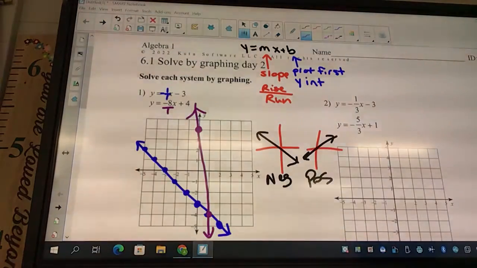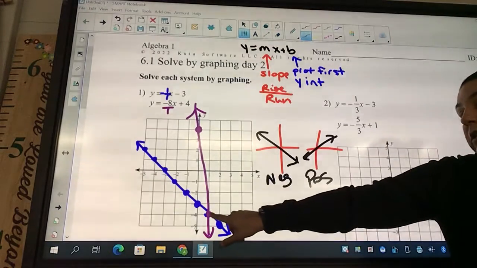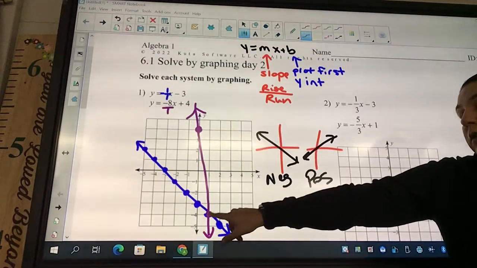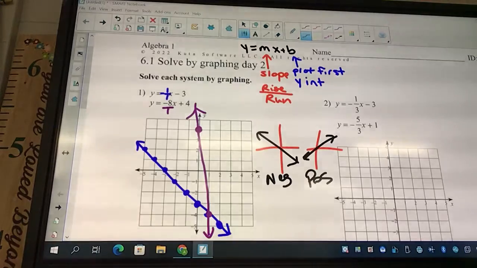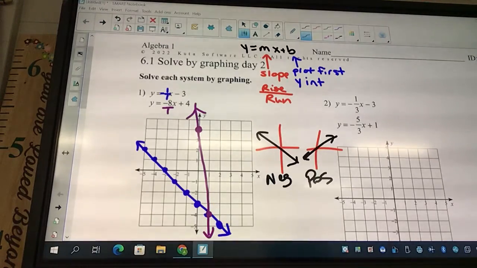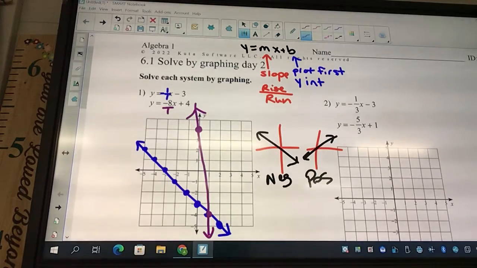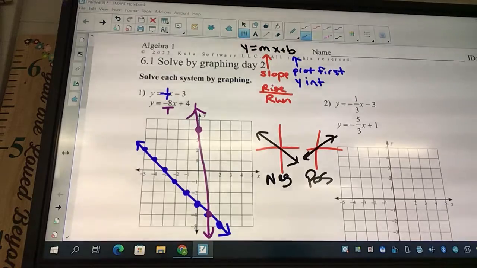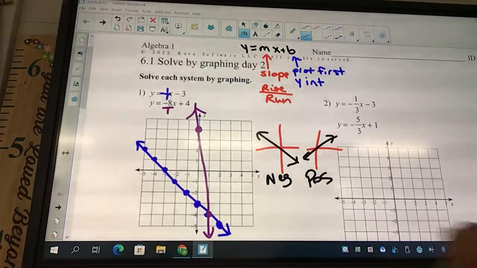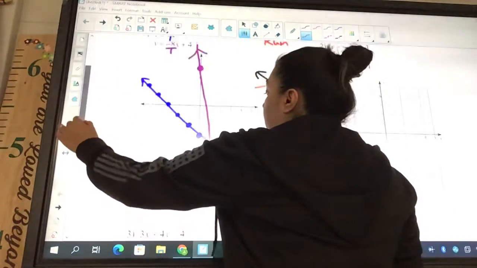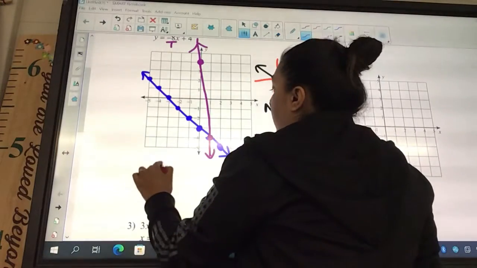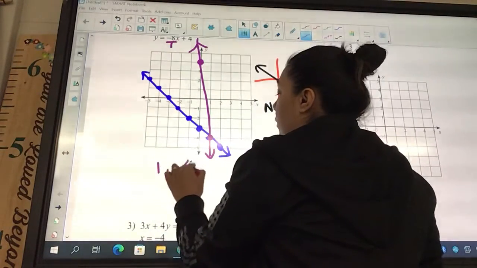And where my points are both colors, the purple and blue one, that's my intersection point. That's my solution. Now, some of you graphed them all, and then you never wrote me the coordinates to the solution. So make sure that you write down the coordinates to that solution today. Those coordinates are going to be 1, comma, -4.